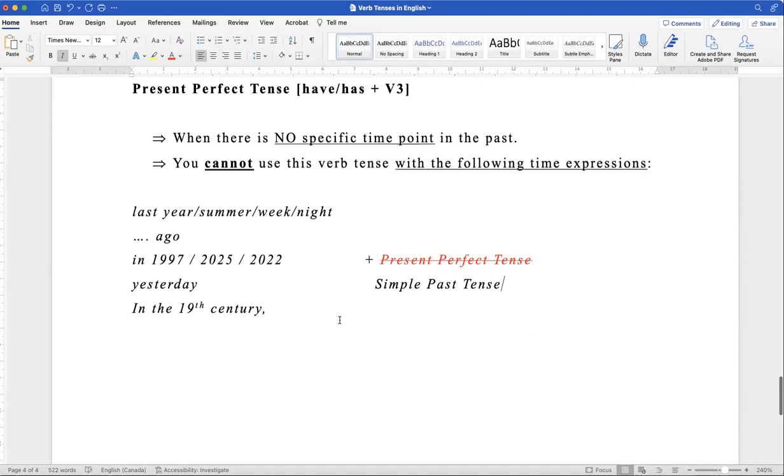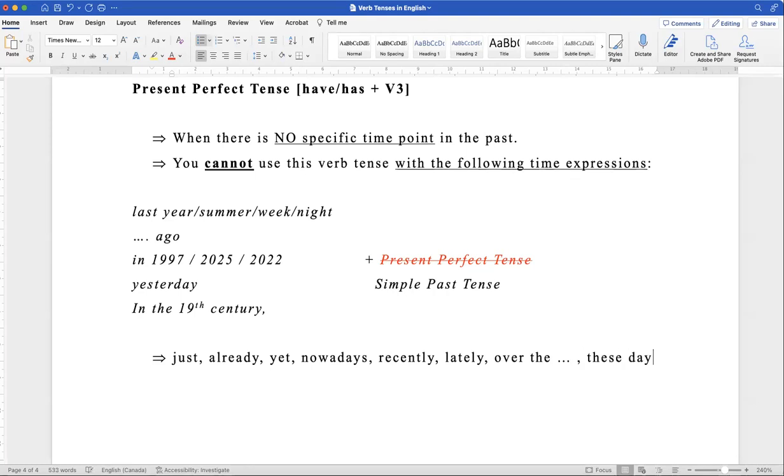Okay. What else? Which verb tenses can you use here? You can use just, already, yet, nowadays, recently, lately, over the blah blah time periods. You can use these, or even these days, or today, etc. You can use these in present perfect tense.